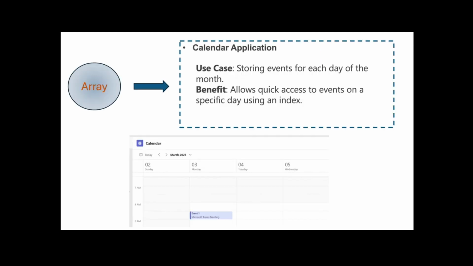So let's understand some data structure examples with real-life examples. For example, an array, right? One example is the calendar application. The use case is that you store the events for each day of the month, right? Now, if you want to see what events are there for a particular date, you just click on the date. It will just show the events, right? Again, an array is not the only way to solve this problem, but it is one of the suitable data structures to solve this problem, right?